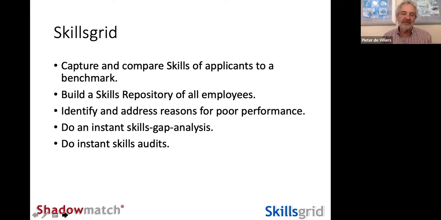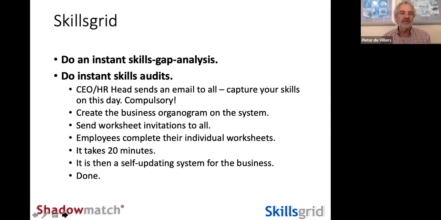So the question is, if we want to do it in 1 day, what is the process? This is the process. Let me show you. We want to do these two things simultaneously, in one go. The CEO or the HR head of the company must send an email to everybody in the business and tell them, on Wednesday morning at 9 o'clock, you must capture your skills on the Skillsgrid system. An email will be sent to you by Monday.